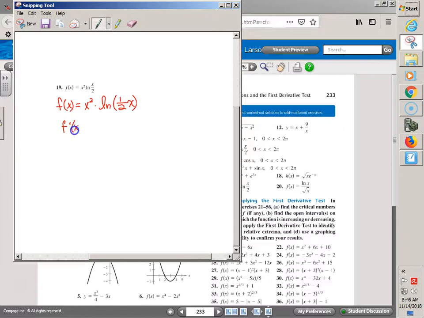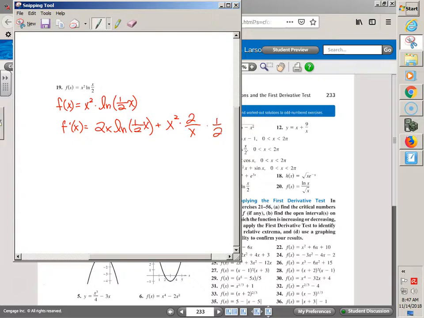We know we need the derivative to find critical numbers to do an increasing, decreasing sign chart. So I'm going to do second d first, which ends up being 2x, plus first d second, that's going to be x squared times, what's 1 over 1/2 x? 1 over x over 2 is 2 over x. It's 1 over u for ln, so 1 over x over 2 flips it. Times u prime.